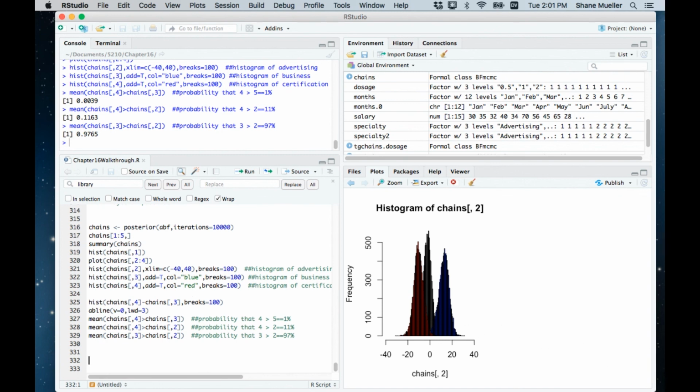In the next chapter, we'll look at using multiple predictors in a regression. Instead of a one-way, it'll be a multi-way ANOVA. So stay tuned.